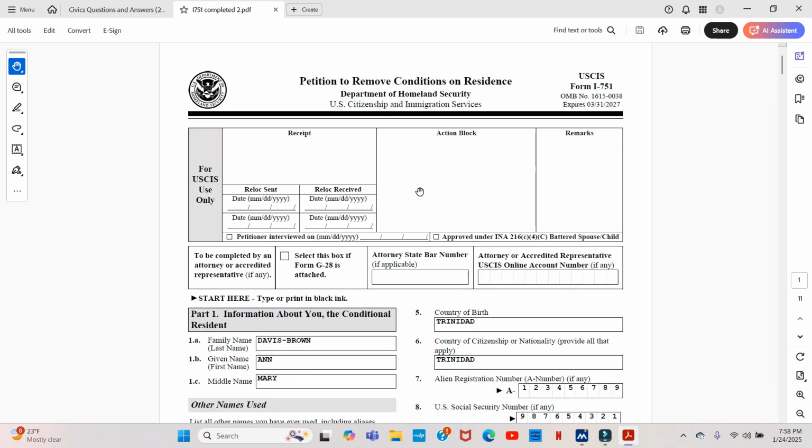This wraps up our completion of Form I-751, Petition to Remove Conditions on Residence.